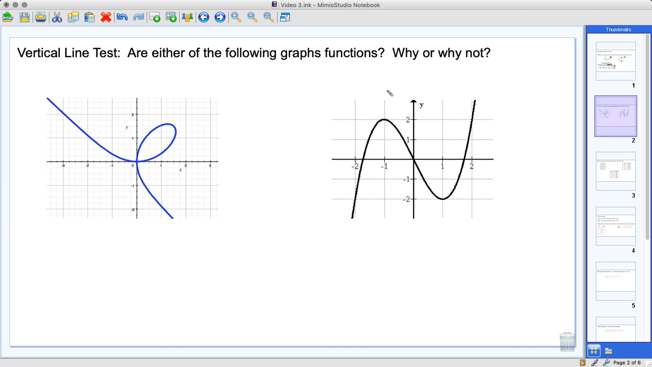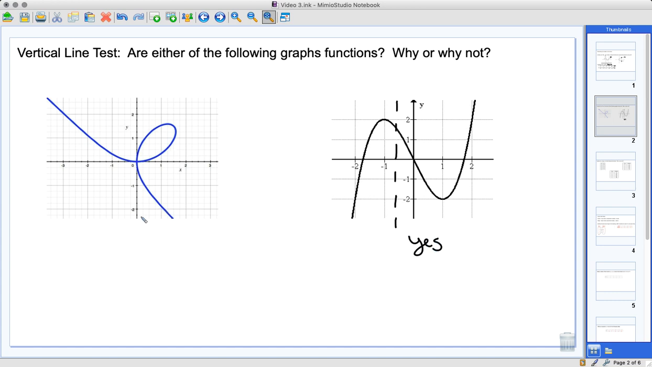So I'm going to start with the first one, or sorry, the second graph up here. So if I were to draw a vertical line, I only touch my graph once. Again, it doesn't matter where you draw your vertical line. I always look at it as sometimes you want to make sure about certain places that may or may not work. So this one is a function.